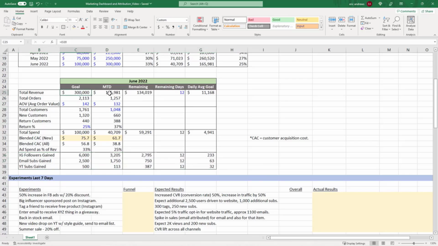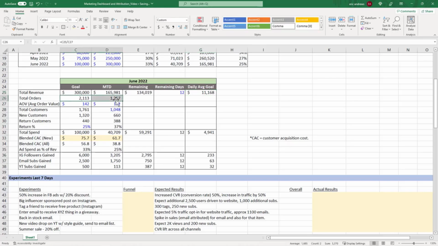So goal 300K in revenue, month to date 165. And here I just create a tab that I call remaining. That means how much is left to hit the goal. So I say 300 minus 165 and remaining days. We have 12 days left in June as of the day we're having this meeting. Usually you have these meetings once a week. In order to hit our goal, we need to do $11,168 of revenue per day to hit the 300K. So when you're tracking your daily revenue, this gives you a sense of, is this doable?